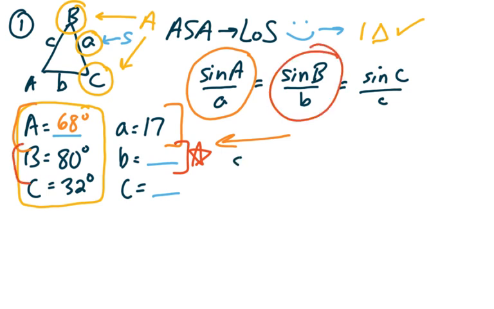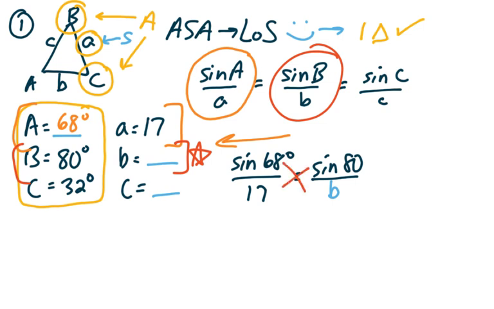Here we go. How about sine of angle A over side A equals the sine of angle B over side B. Side B we don't know. As with law of sines, we learned that the first step after setting up is go ahead and diagonal cross multiply. And I get B times the sine of 68 equals 17 times the sine of 80.